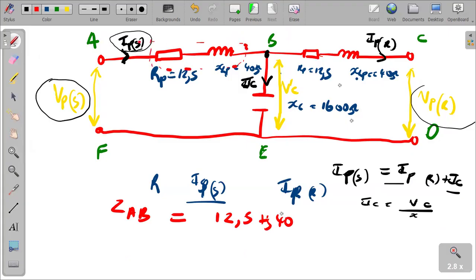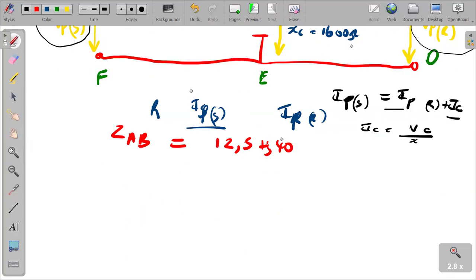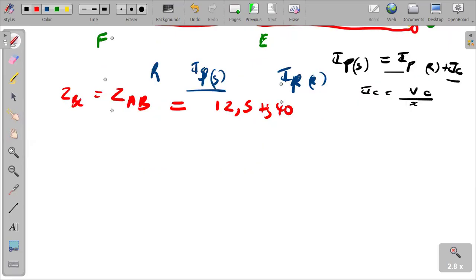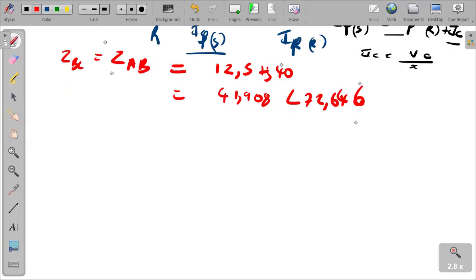And apparently ZAB is also equal to ZBC. They are equal, the two of them. From our diagram there, we are saying the impedance between B and C and the impedance between A and B are equal because those two values are basically the same. So it's 2.5 plus j40, which converted to polar is 41.908 angle of 72.646. That's ZAB there.